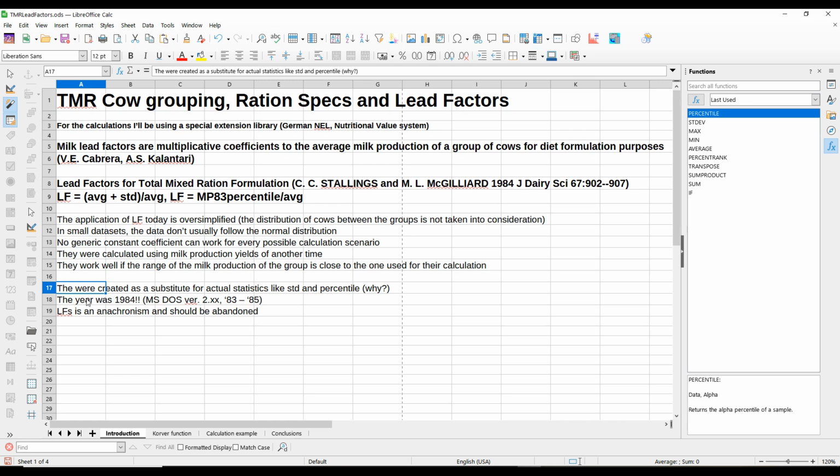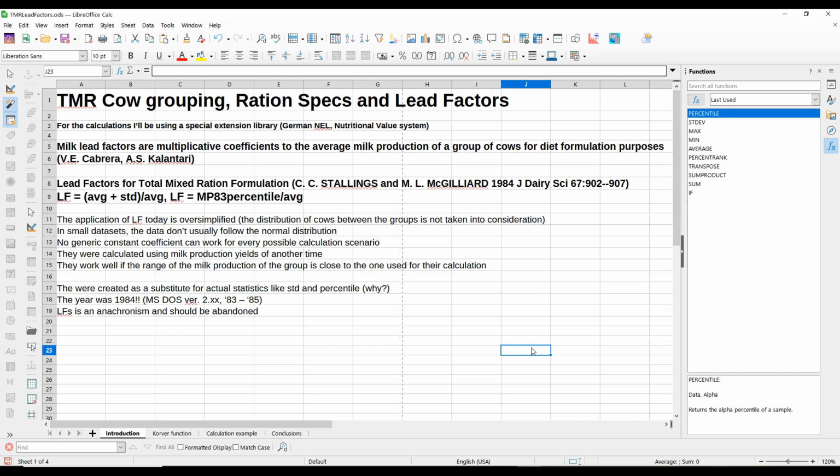I believe now that you begin to understand that milk lead factors is an anachronism and should be abandoned. We have much more powerful tools today at our disposal, and we don't need some values calculated for another time in order to formulate our rations.